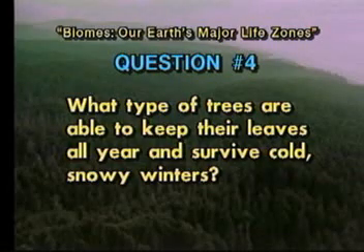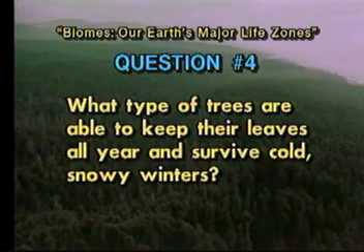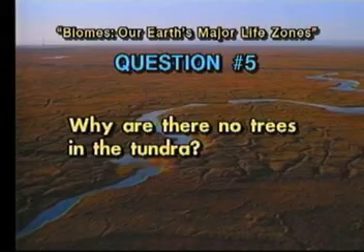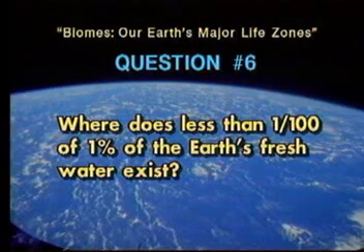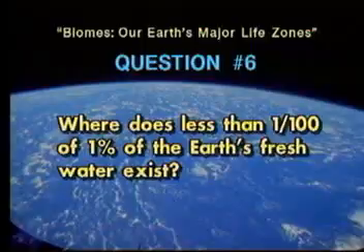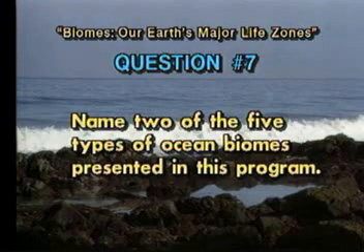Number 4. What type of trees are able to keep their leaves all year and survive cold, snowy winters? Number 5. Why are there no trees in the tundra? Number 6. Where does less than 1/100th of 1% of the Earth's fresh water exist? Number 7. Name 2 of the 5 types of ocean biomes presented in this program.